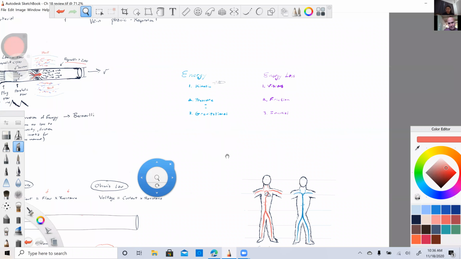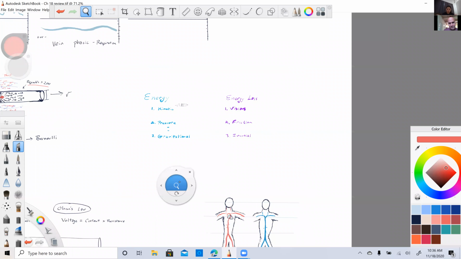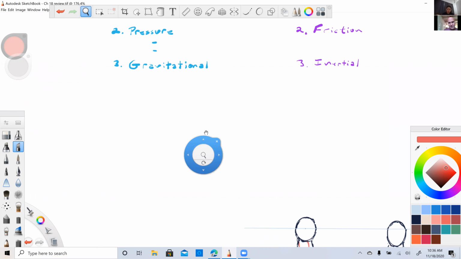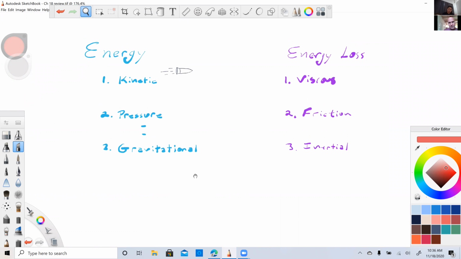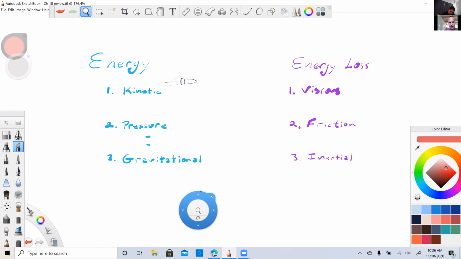See, this is like my first draft of the homework assignment. Could have organized it a little better. All right, so forms of energy.